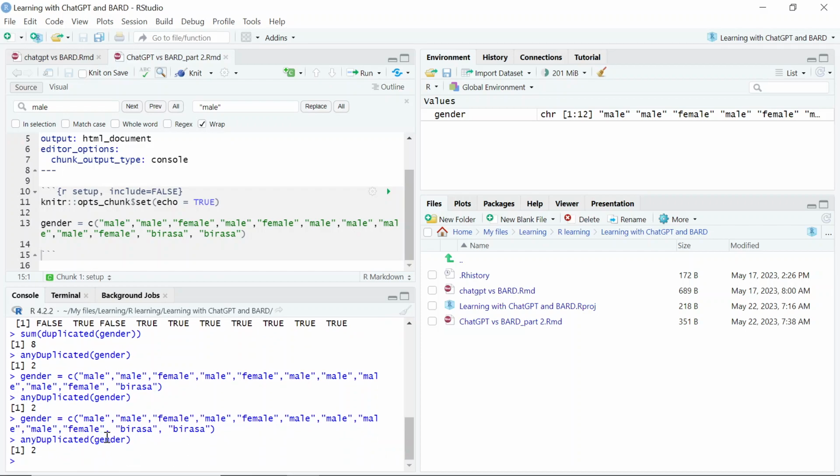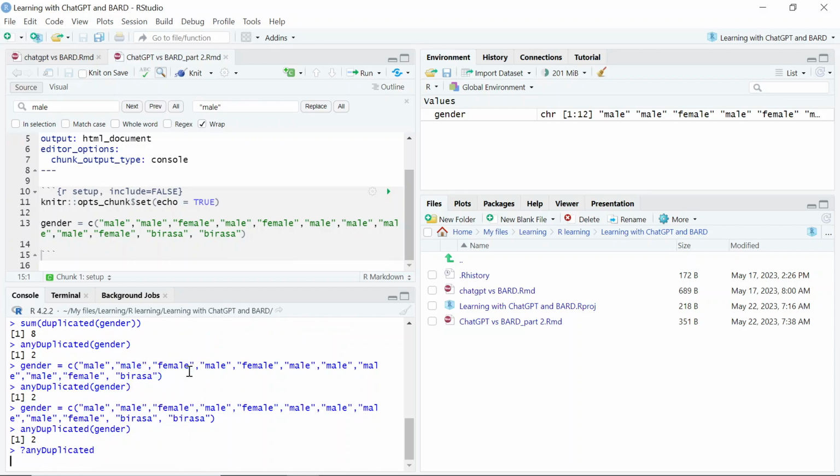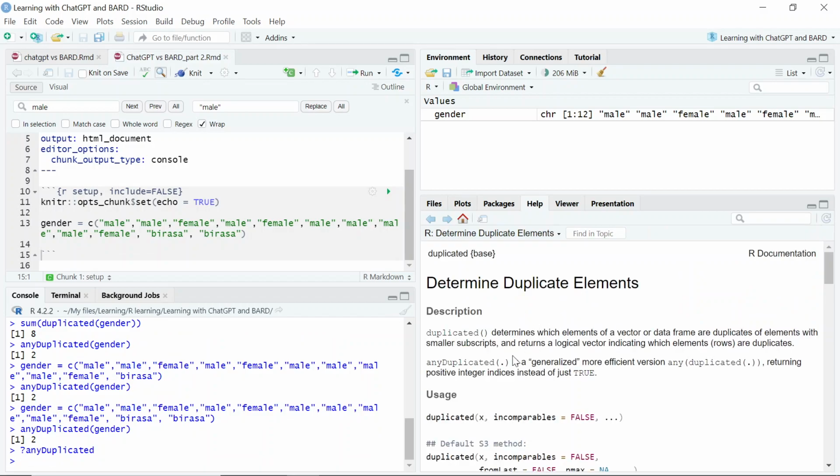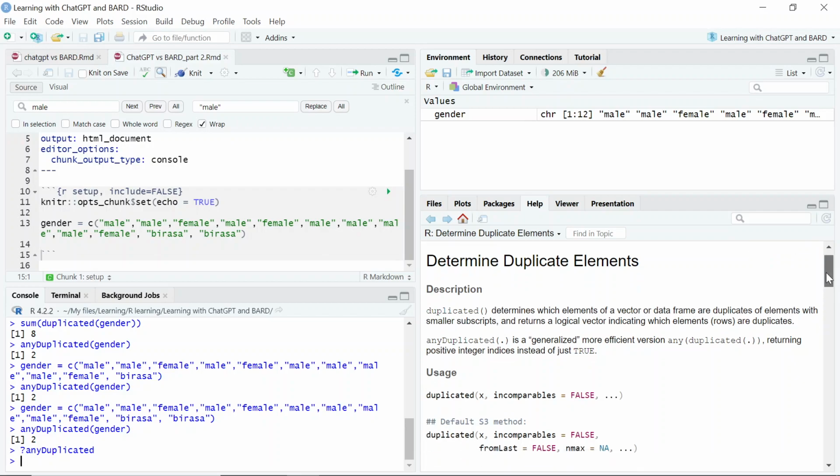This is weird, because this "Birasa" should be added to any deprecated. I don't know. Let me question this and see how it works. Deprecated and deprecate generalize more efficient. Any deprecated returning to positive integer and indices instead of true.